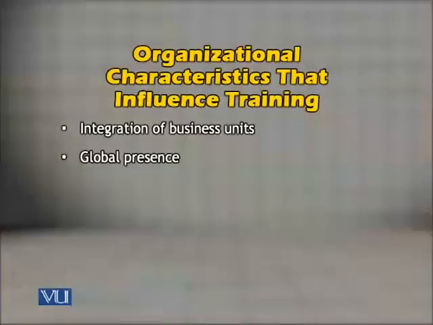Another aspect that influences your training function is the level of global presence of your organization. So, for example, if you are operating on a global level, that means that your organization will have employees from many different regions. So if your organization is operating in North America, in Europe, in Asia, in Central Asia, in Far East, in Australia, all these different continents, then the people of the countries in which your organization is operating will have different values, will have different traditions, will have different work ethics.